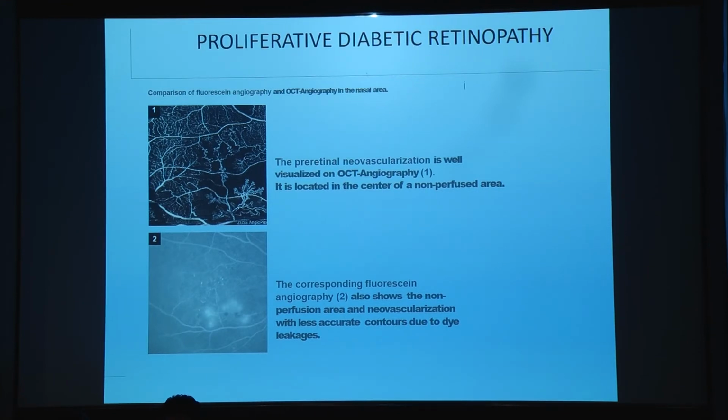So again, showing another case of PDR, the fluorescein angiography is showing an increase in the fluorescence near the vascular arcade, and the OCT angio is picking up and delineating the structures very well. So even though we can't see the flow pattern or the increase in leakage of the dye which is picked up in an FFA, the structure is delineated very well.